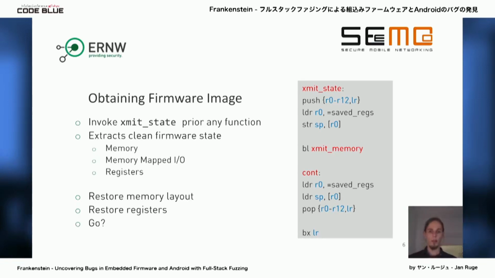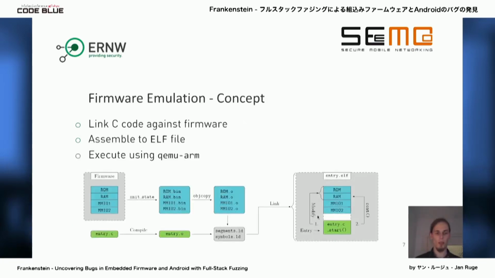Once we have the memory image on the host, we just have to jump to the continue label, which will then restore the stack pointer, restore the registers, and continue execution. So this memory, or this binary dump, has to be somehow compiled to an ELF file, for example, for emulation. And down here you can see the linking process.